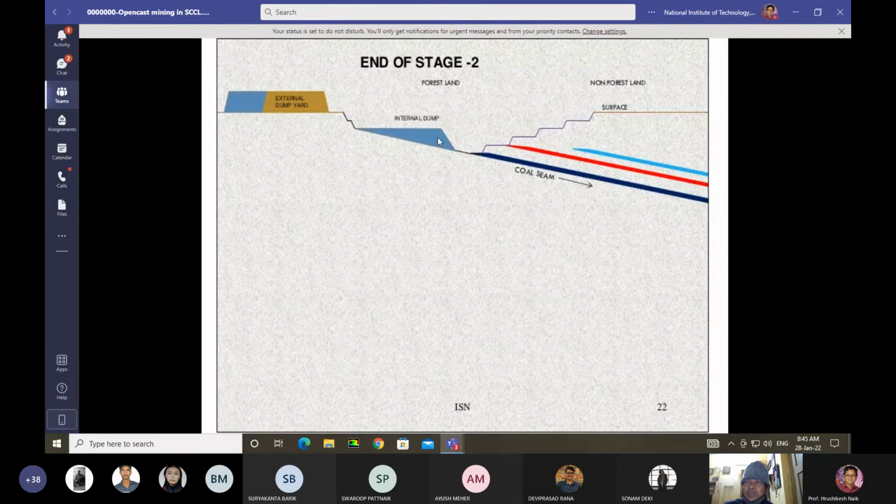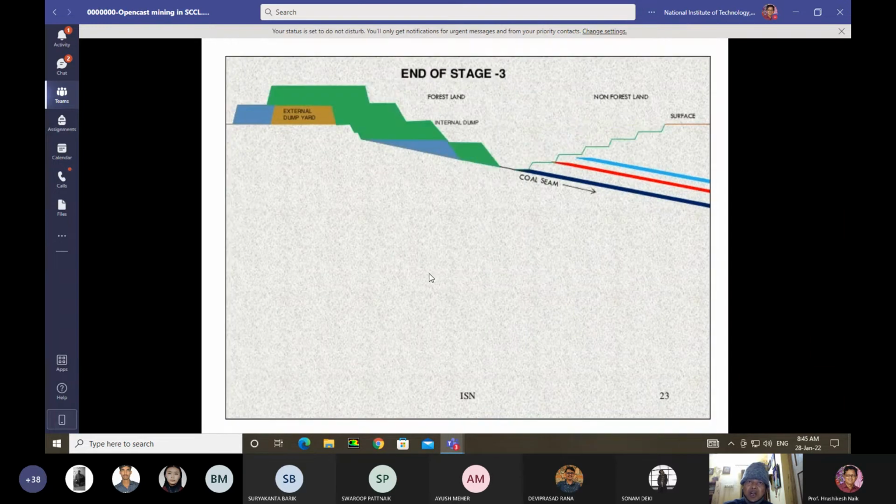And this is the surface, non-forest land. Forest is already gone, you have already cut the trees. Deforestation is already done. This is the second stage. Then the third stage, you see the third stage, you go down and down.